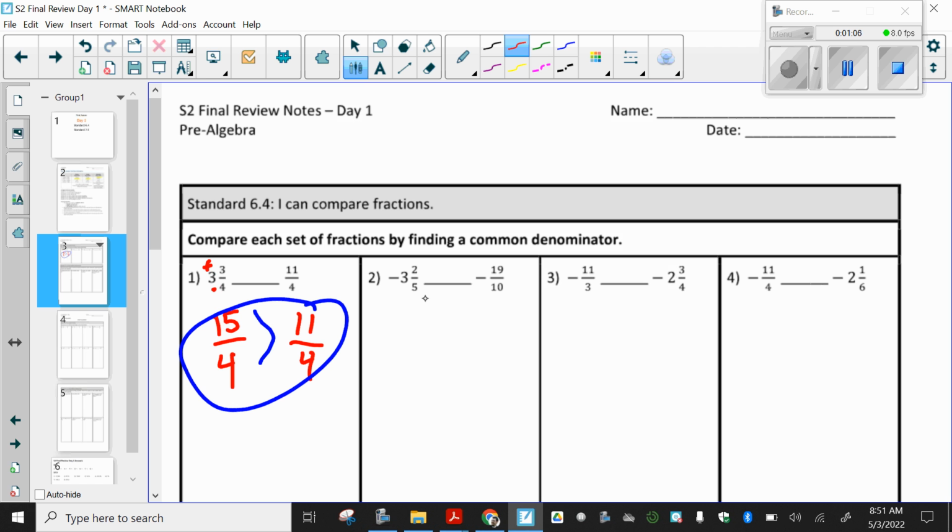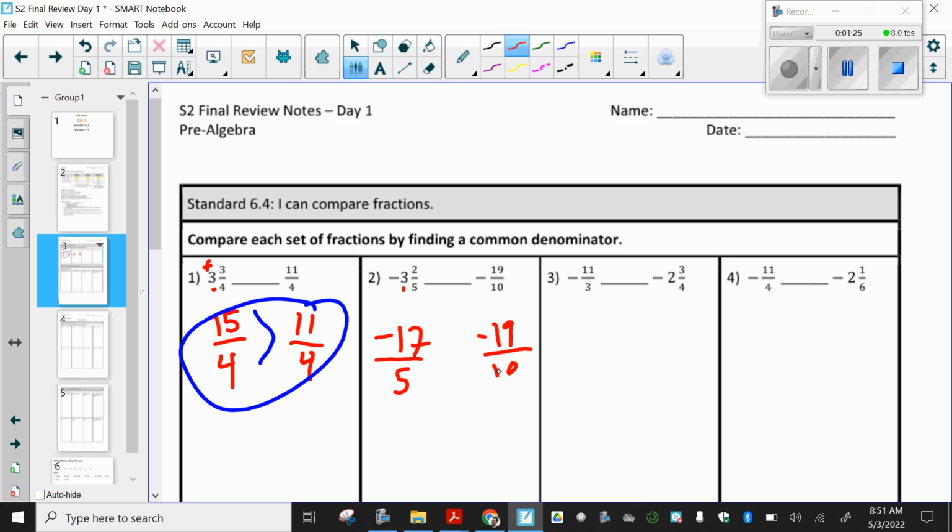Here we have negative 3 and 2 fifths, and we have negative 19 tenths. All right, so we have one in the right form, so I'm going to write that one down again: 19 over 10. The other one we have to convert first, so 5 times 3. We know it's going to be negative, and it's over 5. We know all these things. 5 times 3 is 15, 16, 17. So now I have these two.